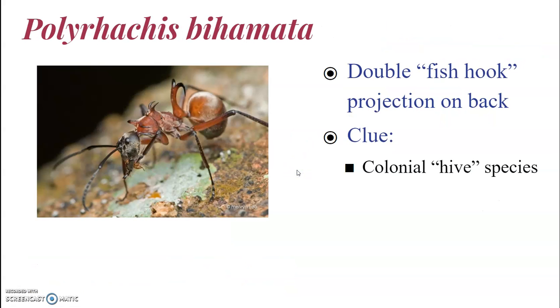Here's the next one here. Polyrhacus behemata. They have this double fishhook projection on the back of their backs. Why do you think they have this fishhook projection? Where did they get this from? And I'll give you a clue. They are a colonial or hive species, so they live within a hive. I'm going to give you a couple seconds to think. Why would this ant-looking creature have a double hook on its back?